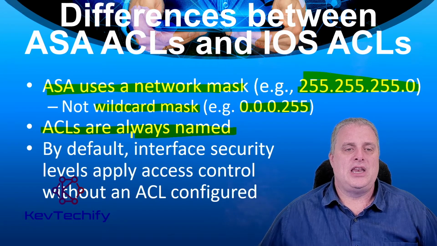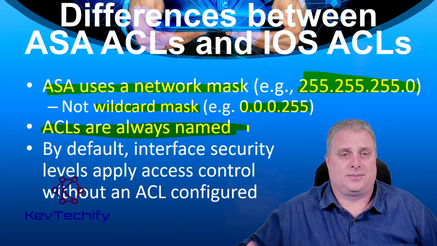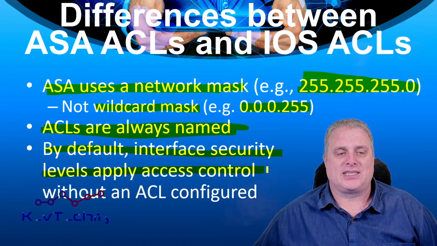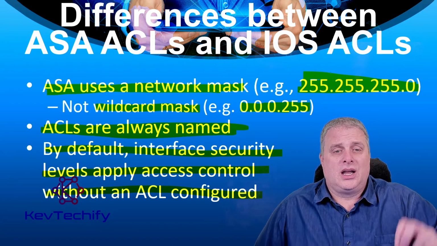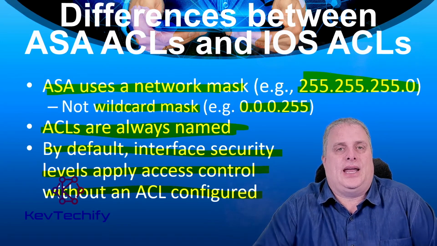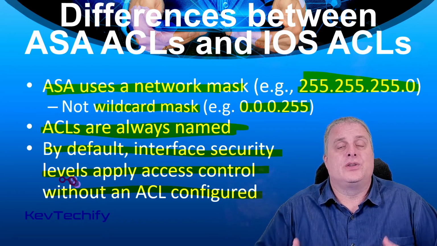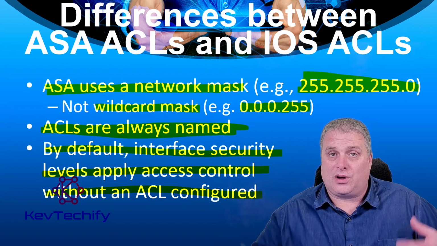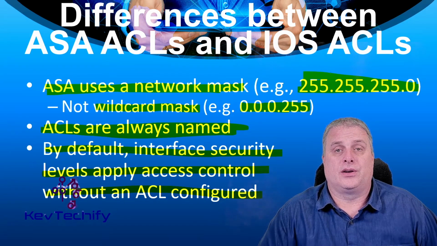The next difference is ACLs are always named. So you can't have any numbered ACLs. They're always named on our ASA devices. And then the last one. By default, interface security levels apply access control without an ACL configured. On our ASA firewalls, an interface has security levels applied to it without creating any access control entries. On a router, you have to control access using an access control list. Otherwise, there is no access control at that point in time. On an ASA firewall, by default, there is some access control configured.